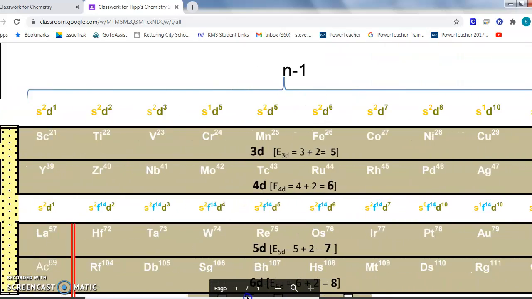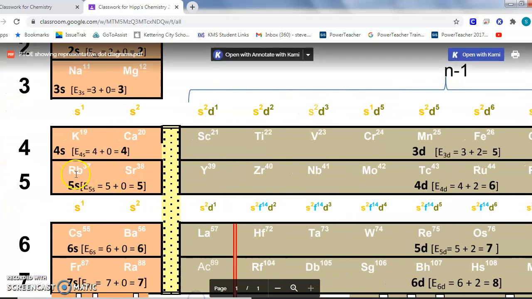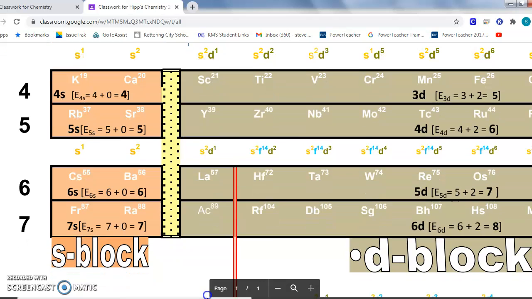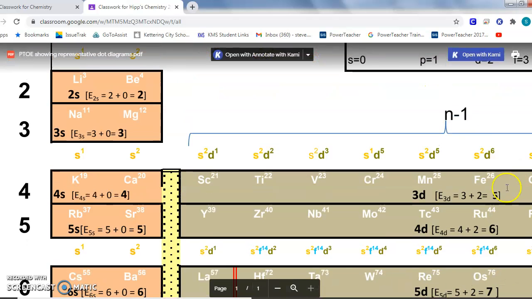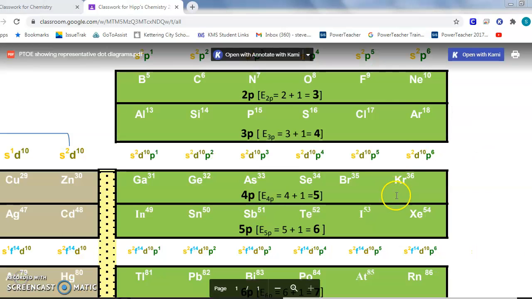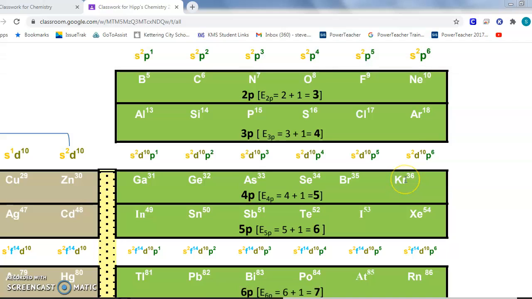48, 47, 46, 45, 44, 43, and we end up at this row, 37. And now I continue to go backwards. Before 37, I would have 36. And 36 would take me to krypton, the nearest previous noble gas.